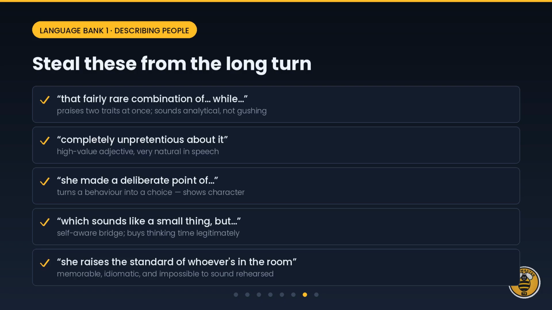2 language banks before we finish. The first one is for describing people, pulled straight out of the long turn you just heard. Do not memorize these as a block. Take 2. Use them this week until they stop feeling borrowed. Then come back for 2 more.